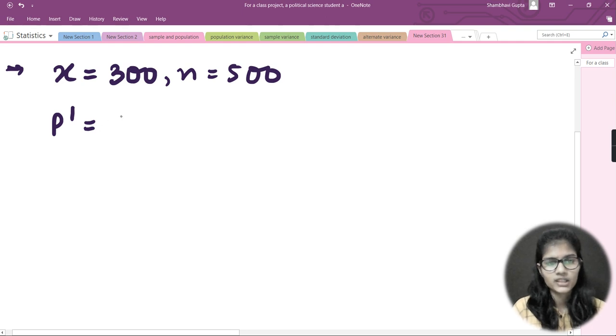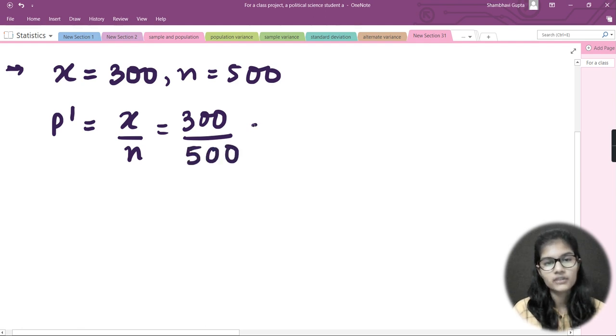The formula for finding out p dash is x divided by n, right? This is the formula that we had even seen in the previous videos. The value for x I have here as 300, and x is the value for the success, and the value for n I have as 500. If we divide these, I get the value 0.600.